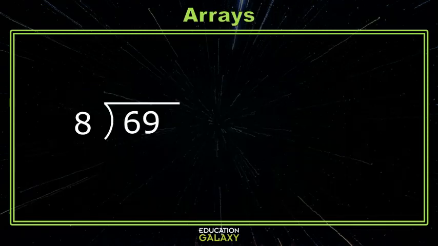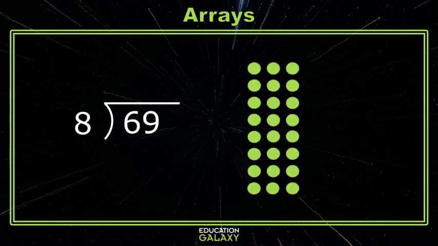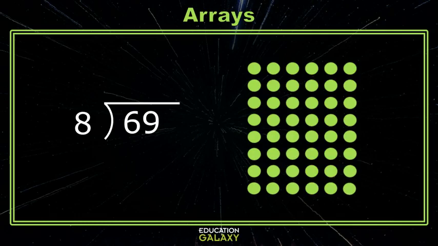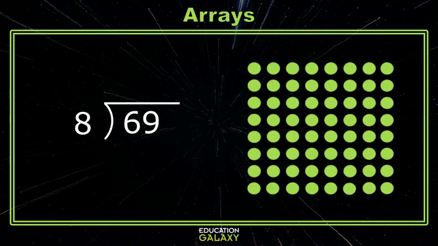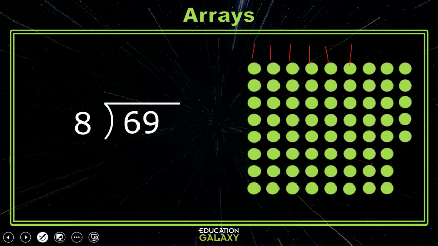Let's try division using an array. 69 divided by 8 would suggest we have 69 items and we need it divided into groups of 8. Let's make an array of groups of 8 up to 69. That would be 8, 16, 24, 32, 40, 48, 56, 64, and then 5 more to get to 69. Now that would be 1, 2, 3, 4, 5, 6, 7, 8 groups of 8 with 5 left over. So our answer is 8, remainder 5.